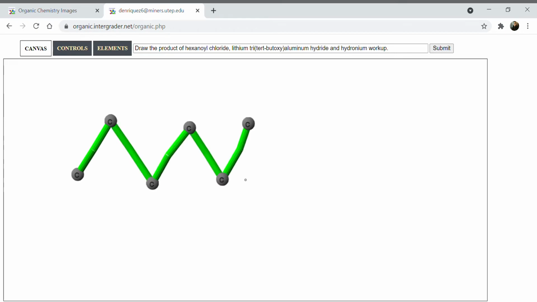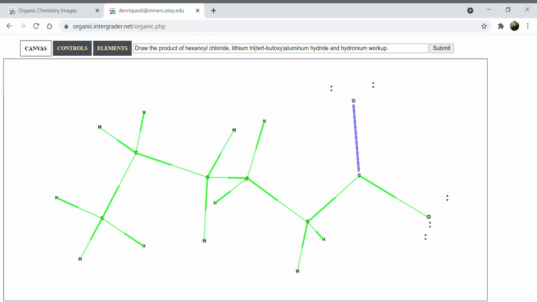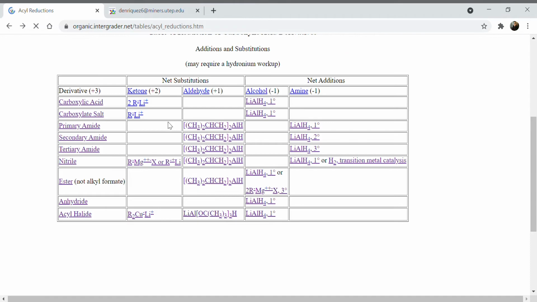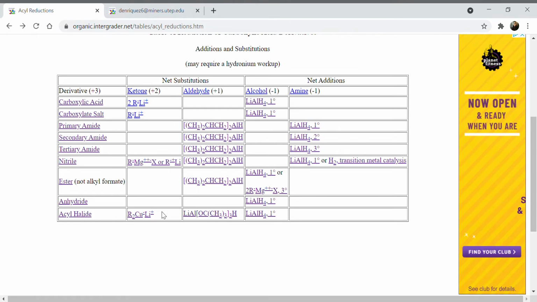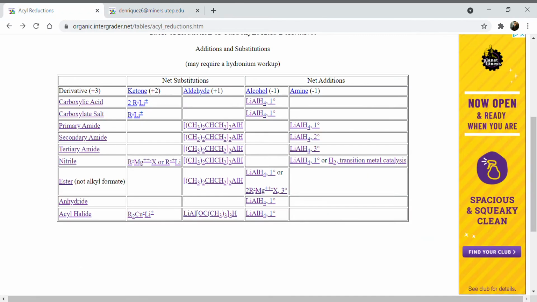So 6. I'll add my chlorine. I did a carbon by accident, and my double bonded oxygen. Add my hydrogens and hit arrange and fit. And this is a big one here. But let's go to the chart and check it out. So we're going to look at the acyl halides and then go to, let's see what we have. Lithium tri-tert-butoxy aluminum hydride. So I believe this is what it's going to be.